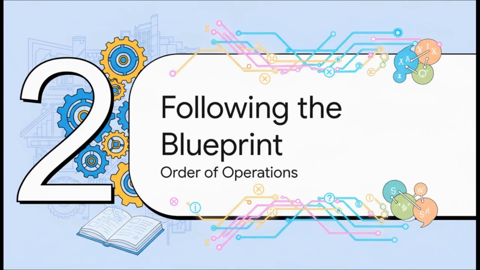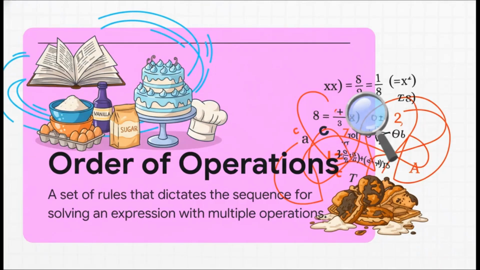So if arithmetic is a language, you can think of the order of operations as its grammar. It's the blueprint that stops everything from becoming a total mess and makes sure we all understand each other. Let's see how this blueprint actually works. So this is it, the official rulebook. It's kind of like a recipe. If you follow the steps in the right order, you get a perfect cake every single time. If you don't, well, you get a disaster. And in math, this is what guarantees that an equation has one and only one correct answer.